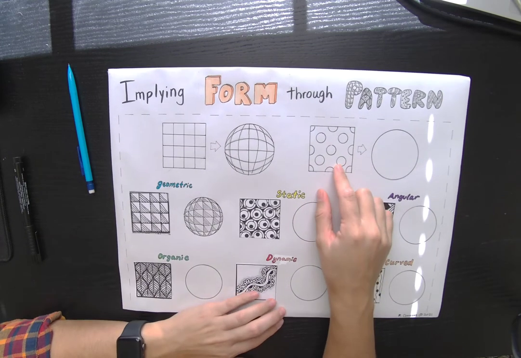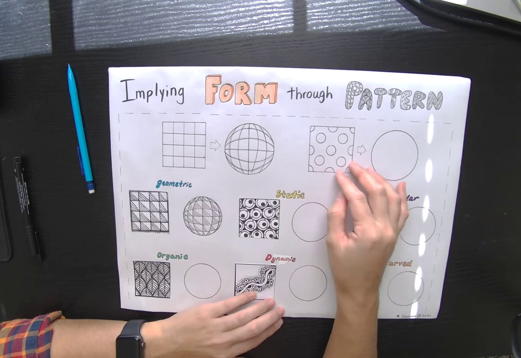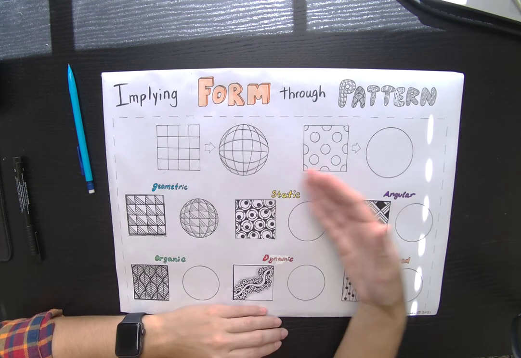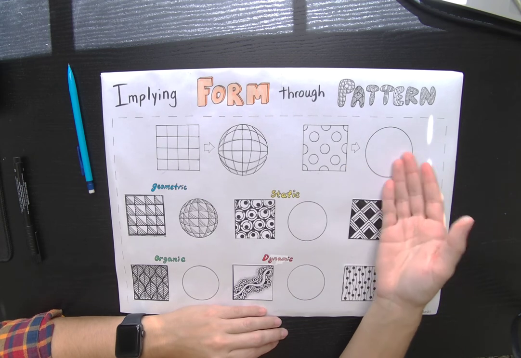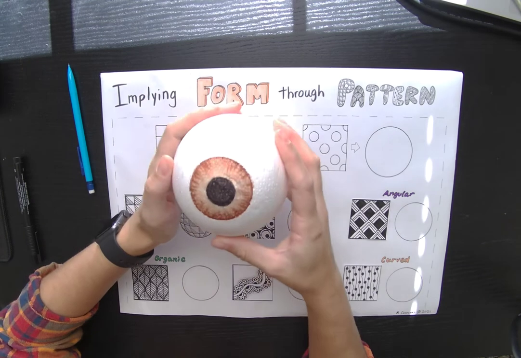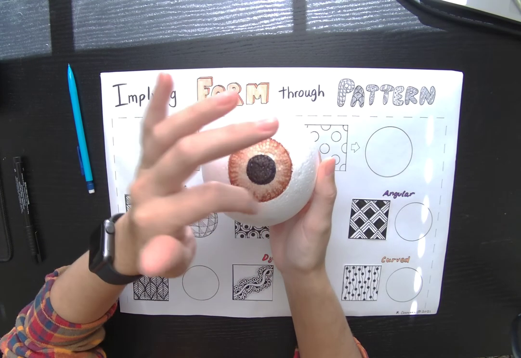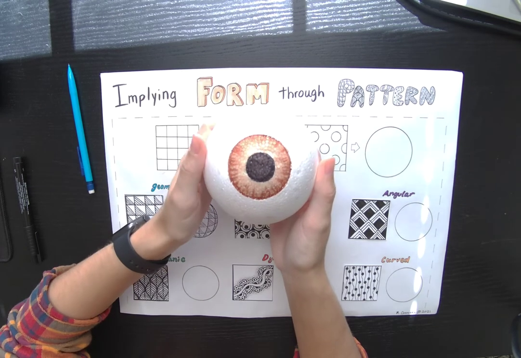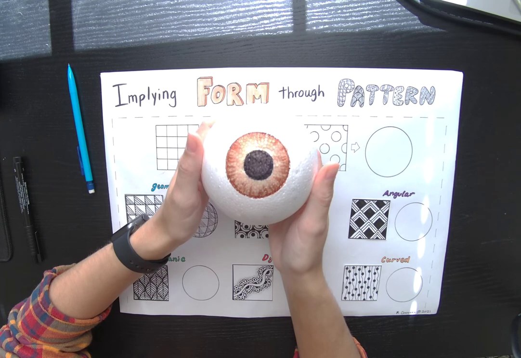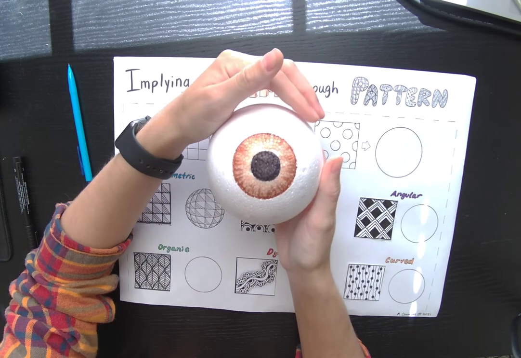So over here, we've got dots. We've got polka dots. Now, this might seem like, well, this isn't a grid. How do I exactly go about making this look like it's rounded? Well, one example I like to use is the human eye. So when the eye is looking directly at you, the iris and the pupil look flat. They look like perfect circles because they're directly facing us.